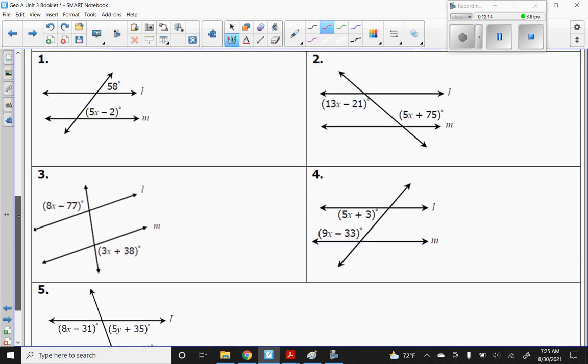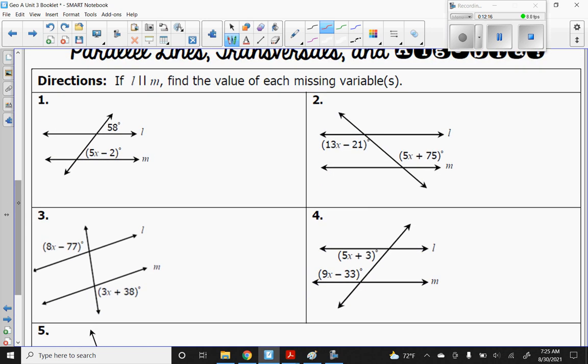On 1 through 4, I am not going to solve. I am just going to show you how to set it up. Number 1, those 2 angles are in corresponding positions. Therefore, those angles are equal. So all you need to do is write this equation. Corresponding angles are equal. Therefore, our equation sets them equal to each other.